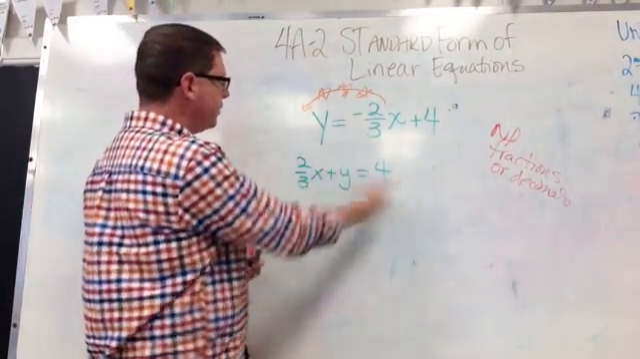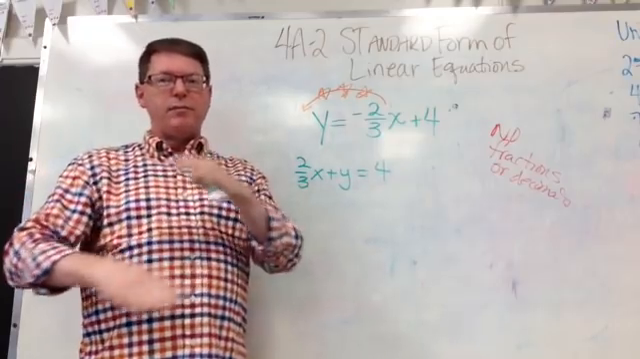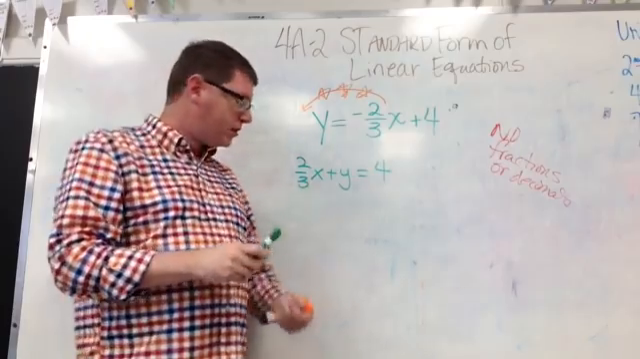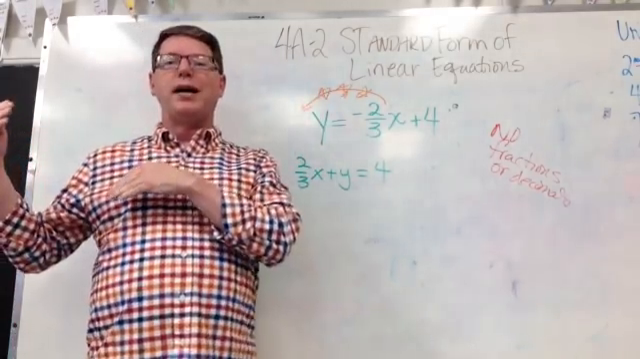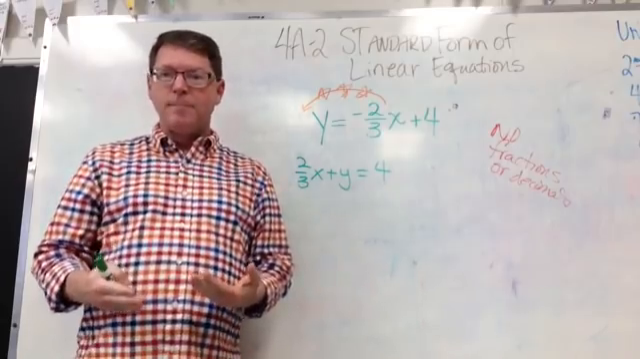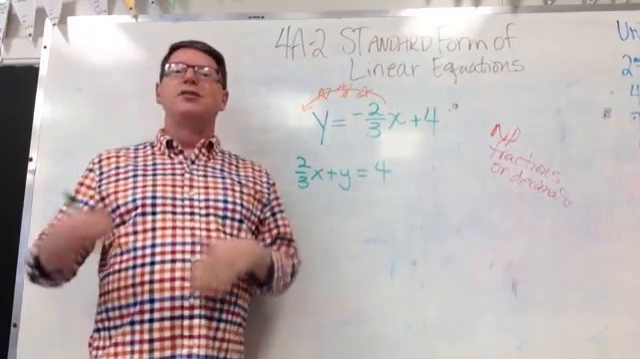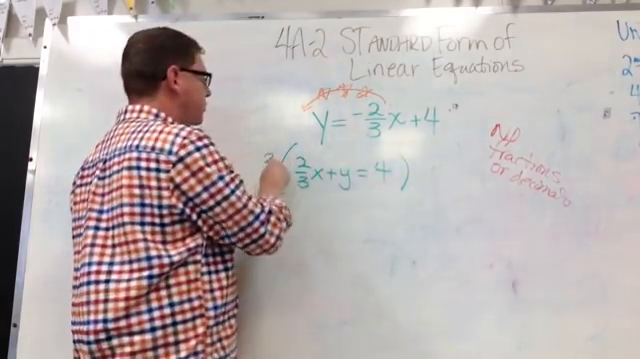Okay, so anyway, we've got 2/3 x plus y equals 4. That is almost standard form, but the problem is we have a fraction here, and I cannot have a fraction in standard form. So in order to get rid of a fraction, the easiest thing to do is just multiply everything by the denominator of that fraction. Now what's my denominator? My denominator is 3. So I'm going to multiply the entire equation by 3.